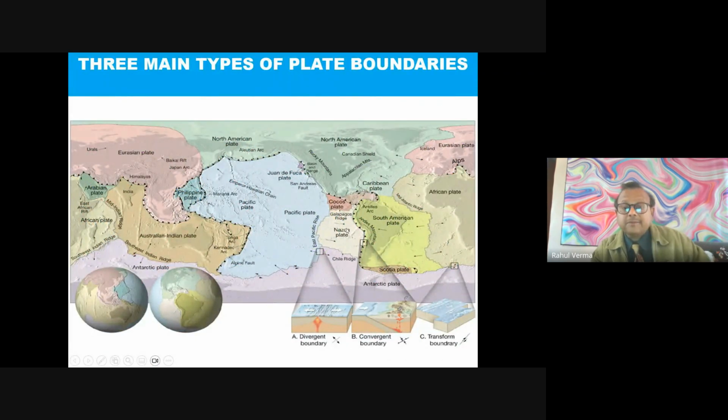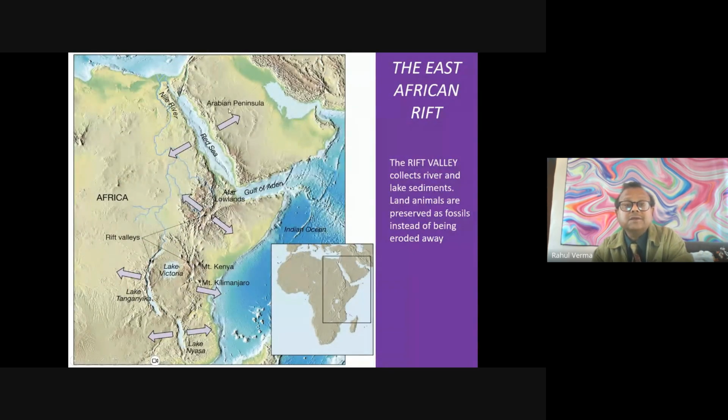And there are three main types of plate boundaries, as I said. One, they come closer, that is convergent. One, they move away, divergent. And third one is they just slide past each other, saying bye-bye to them. So the good example is the San Andreas fault of this. Now you can see what is happening here.